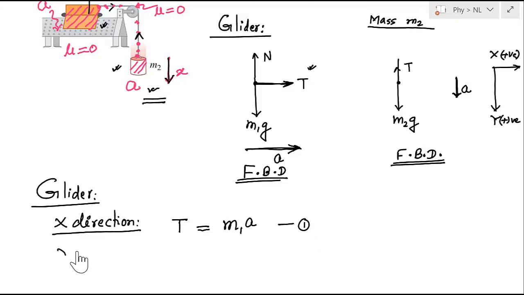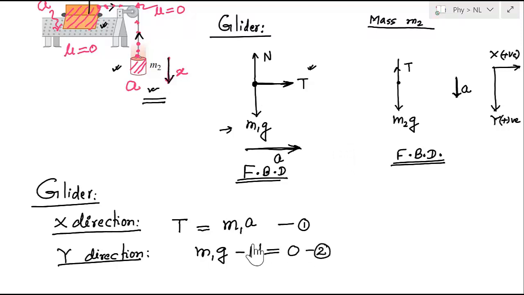Now we can also write the equation for the glider in the y direction. In the y direction, there is no acceleration. The force m1g is in the downward direction, and my downward direction is positive, so I write m1g, and the normal reaction is in the upward direction, and upward direction is negative. Force equals mass into acceleration, and acceleration is 0 in the y direction for this object. So I can simply equate it to 0, and this is my second equation.